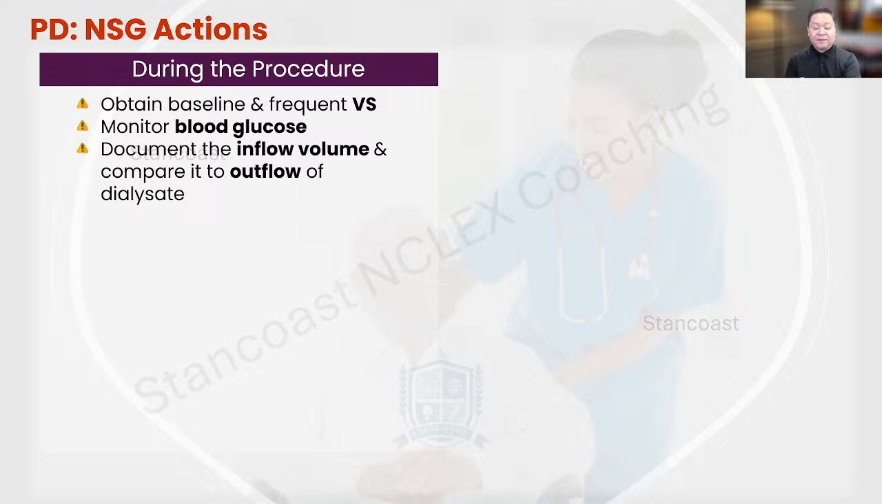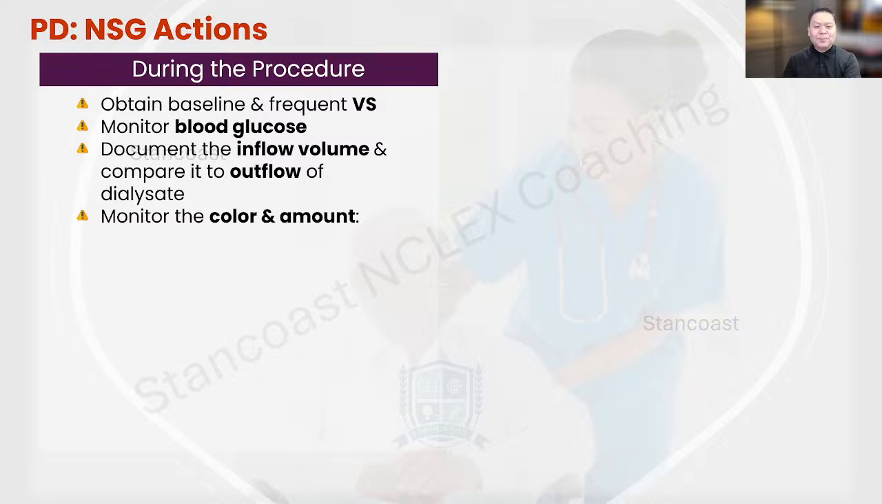Because if the amount of the fluid coming out from the patient's abdomen is lesser than what we have infused, then something is not right there. So maybe there could be some obstruction, or maybe the solution has some problem in it. And so we want to make sure that we are measuring that amount before we instill and also after we drain the solution. Now we're also going to monitor the color of the dialysate.